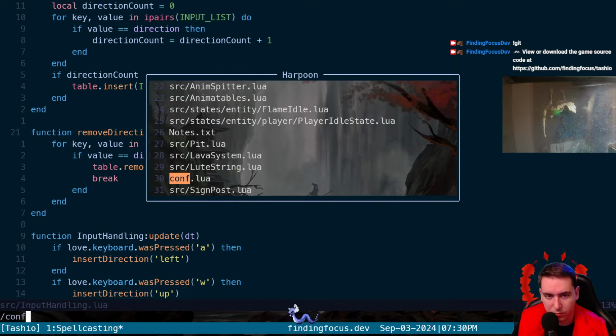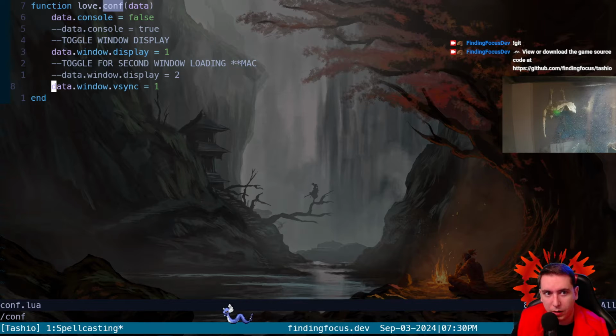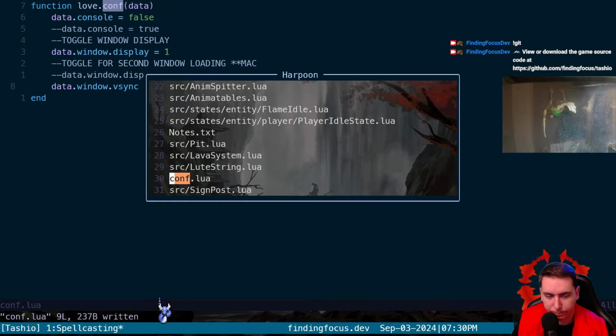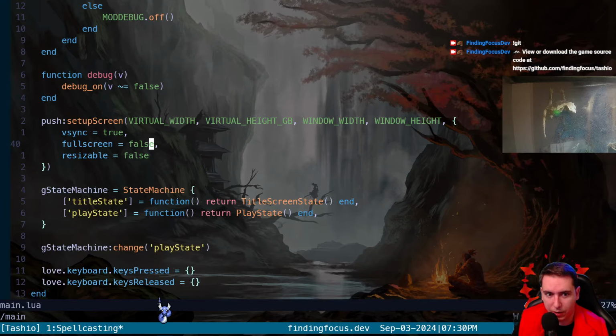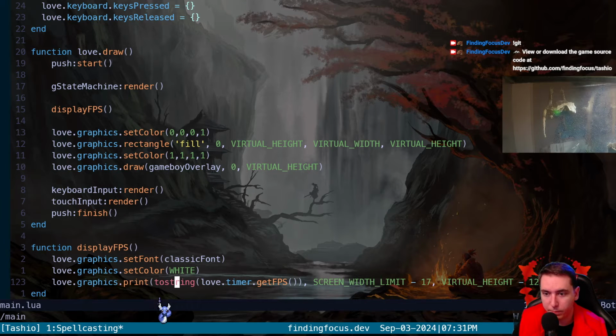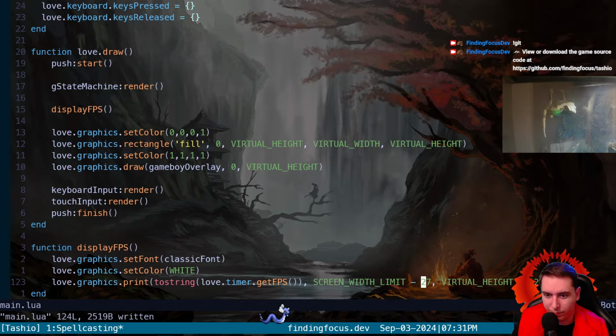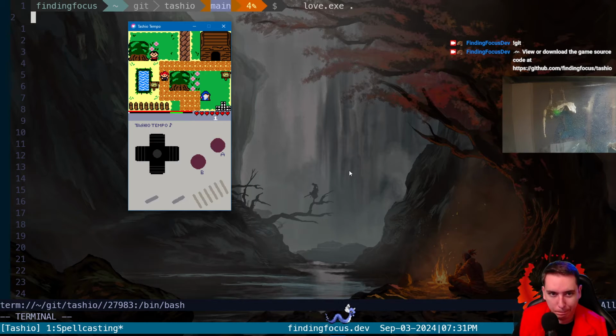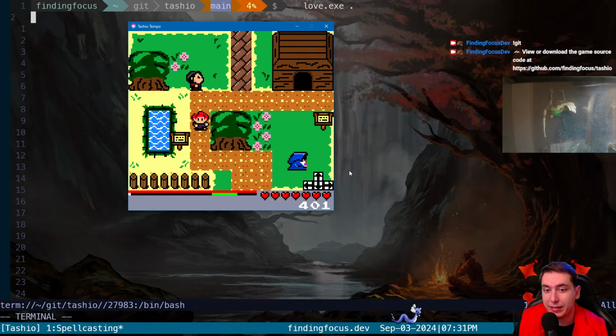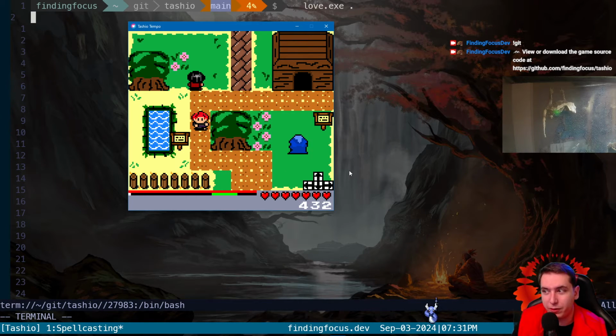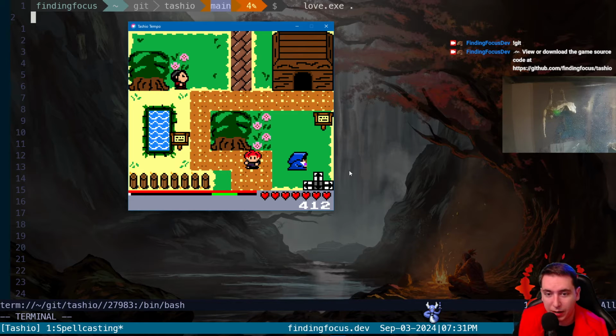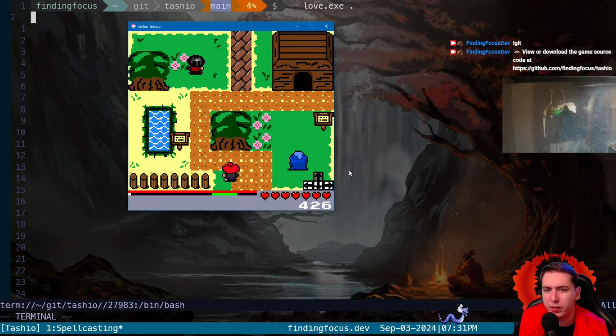All we have to do is, in our conf.lua here, change our VSync to 0. Then in our main, we're going to come into our FPS function and give the X a lefter value, a smaller value. So now we can see that we're running at like 430 frames a second, which is not ideal. I mean, I guess it's, I don't know.